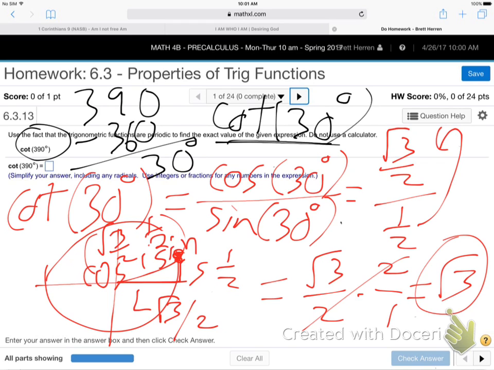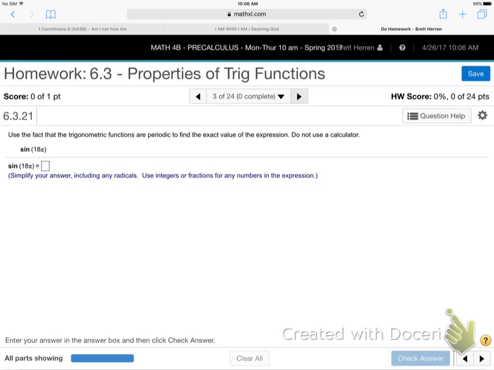Okay. So it's going to be 0. Sine of 18 pi is going to be 0. Is everybody good with that right away? Because 18 pi is a bunch of 2 pi's, isn't it? 18 pi is 2 pi times 9. It's 9 full rotations, 2 pi's all the way around.